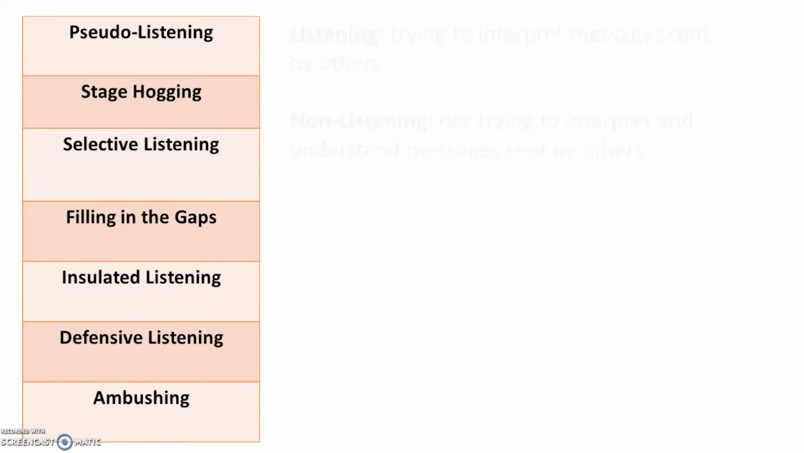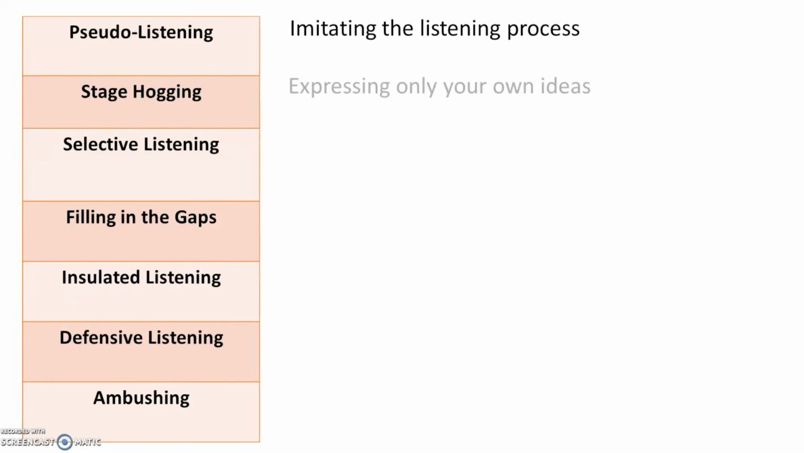Non-listening occurs in various forms. Pseudo listening is an imitation of the listening process. You're not listening, even though you look like you are. Maybe you're even engaging in nonverbal behaviors that give the illusion of paying attention. Stage hogging, as you might guess, involves constantly trying to turn a conversation back towards yourself and your own opinions, ideas, and expectations. So again, you're not actually interested in the other person.